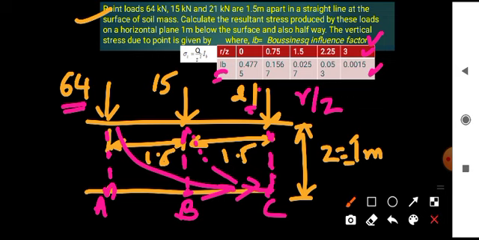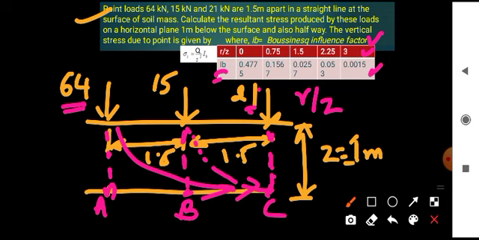So for each condition, we have to observe the Boussinesq influence factor from this particular table which is given in the problem, and we have to utilize that value to evaluate the value of sigma z for our condition. So this is the first condition.